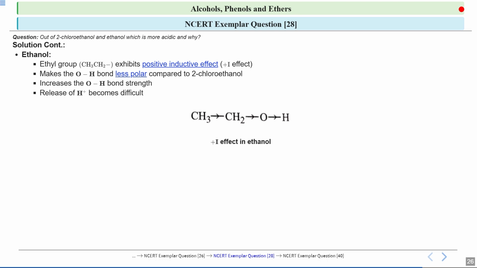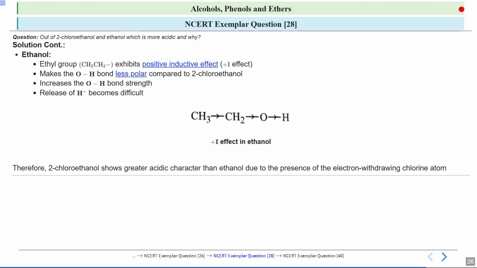Since it is difficult to release H+, ethanol will be less acidic as compared to 2-chloroethanol. So 2-chloroethanol will be more acidic than ethanol because the chlorine atom has a minus I effect. This makes the OH bond more polar in 2-chloroethanol, and H+ will be released easily.